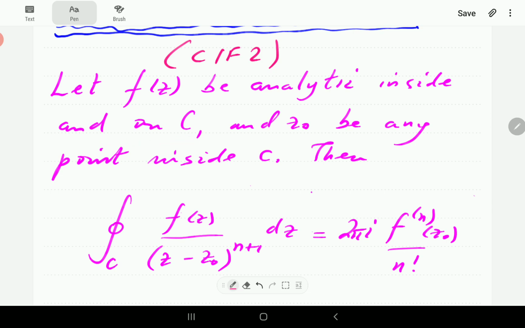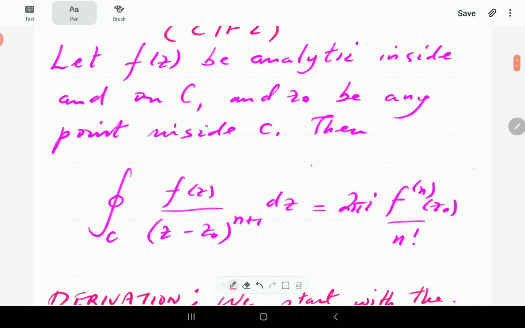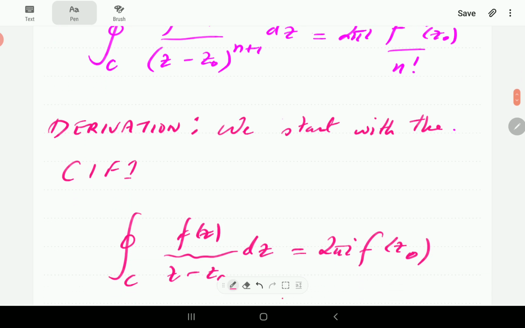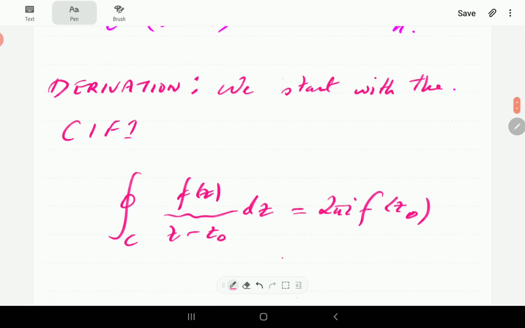This one states: let f be an analytic function inside and on a simple contour C, and let z naught be any point inside C, exactly the same as was stated in CIF1. Then the integral of this function is going to be equal to 2 pi i times the nth order derivative of f evaluated at z naught, divided by n factorial. So let's just look at the derivation of this.